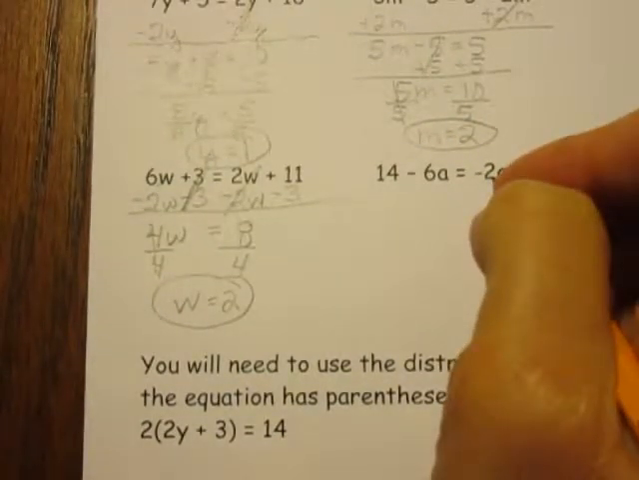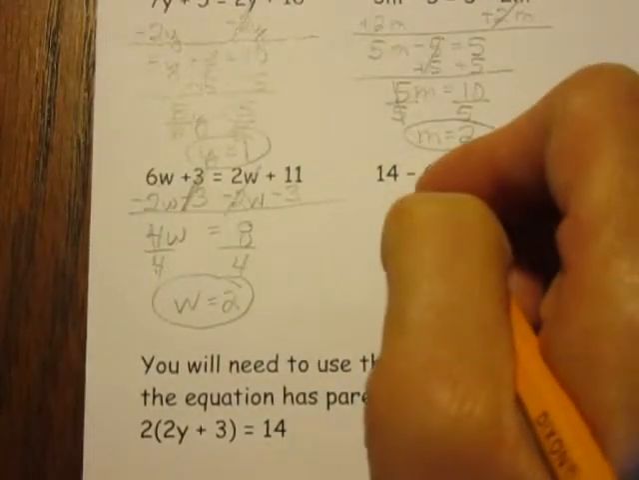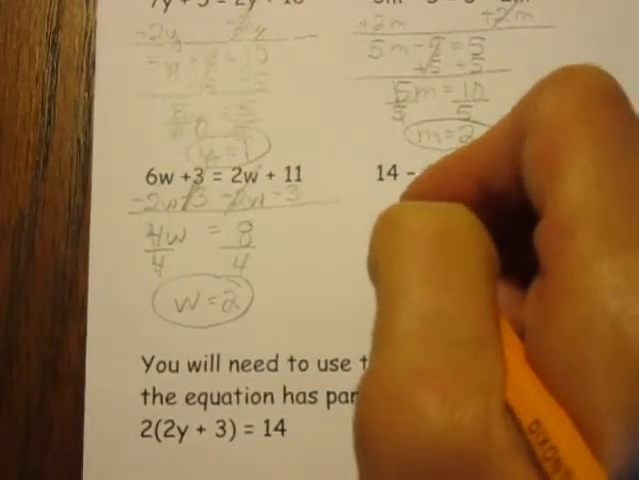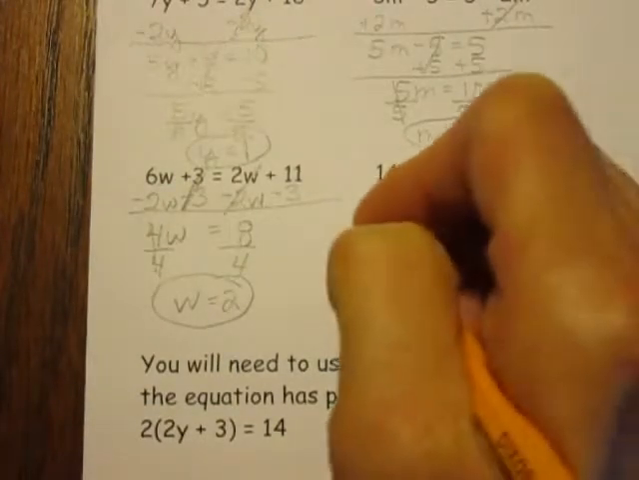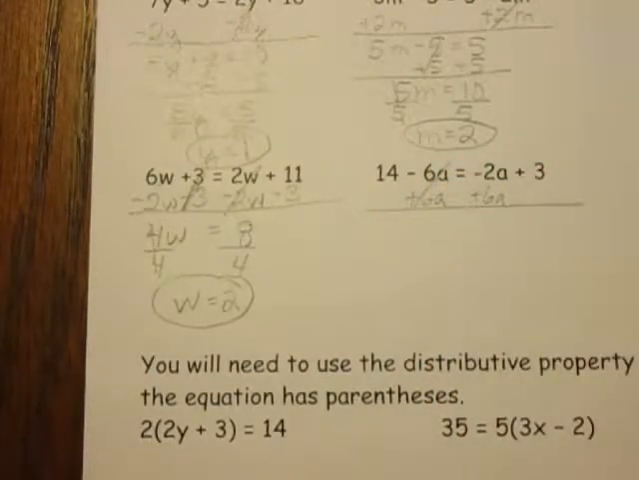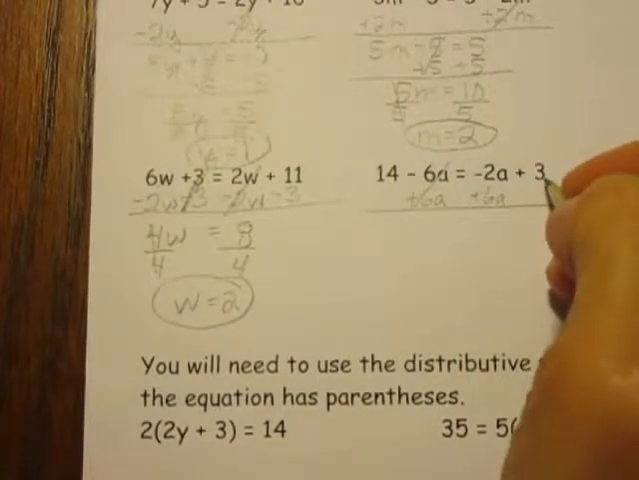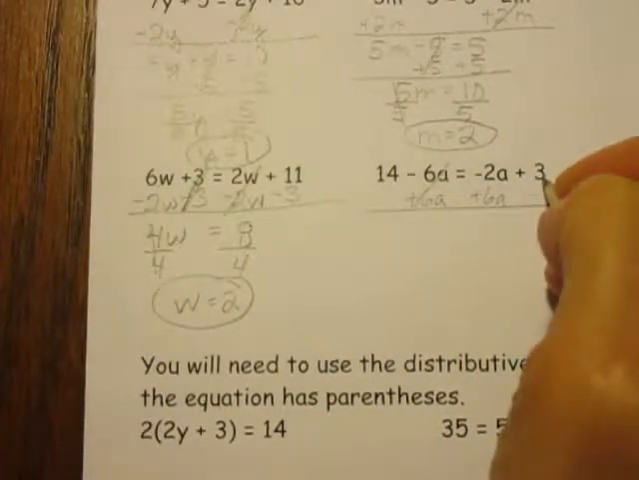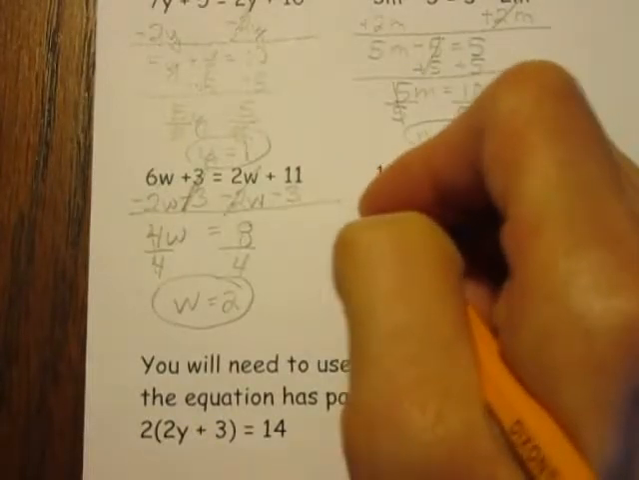Let's say this time I'm going to deal with this negative 6a. I want to get my variable positive, so I'm going to add 6a to each side. That allows me to get rid of that variable term from the left side. So I've reduced something from the left side. The only thing I can still eliminate is to reduce this 3 from the right side. So I'm going to go ahead and subtract 3 from each side.